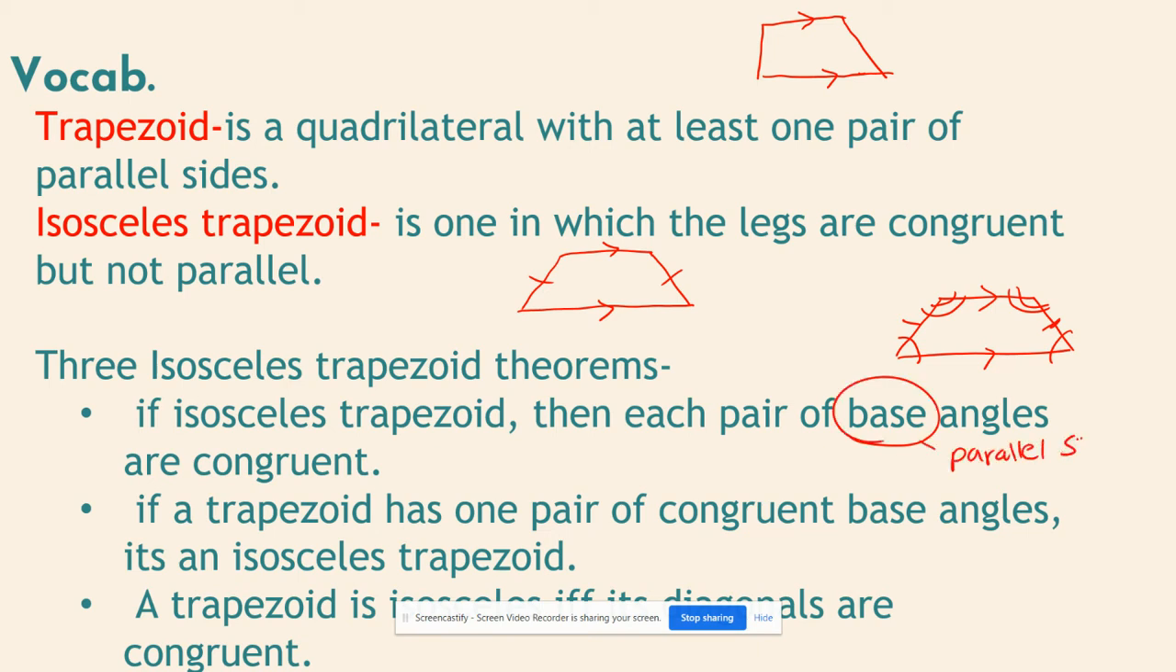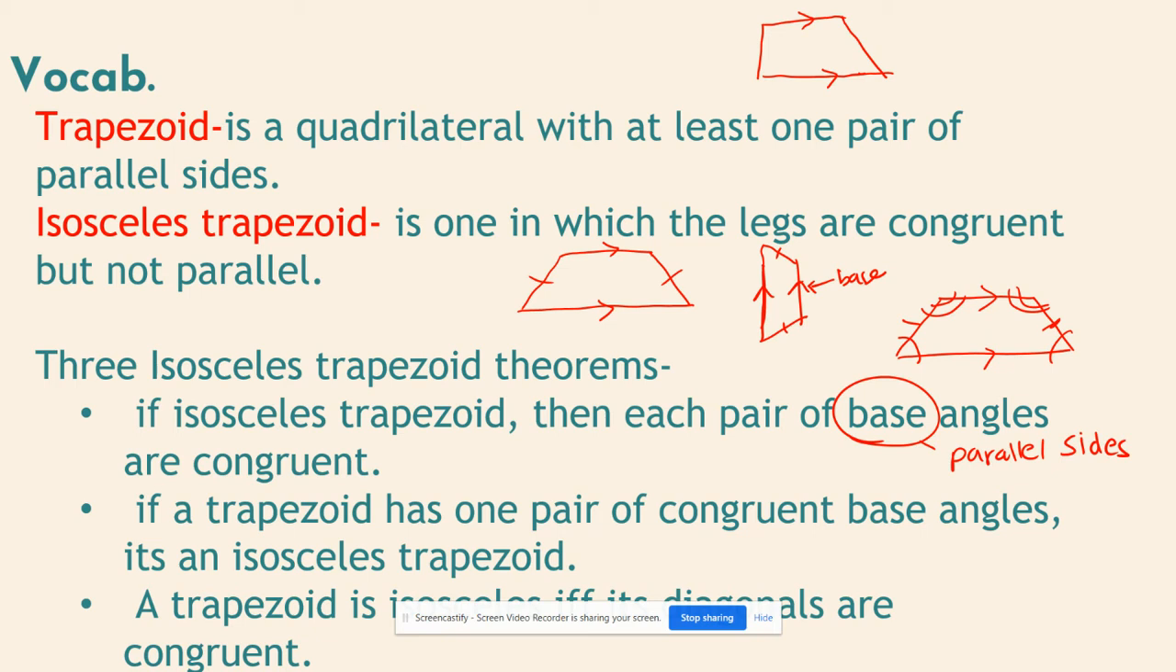That's one thing that can be a little bit confusing, because sometimes they'll draw your isosceles trapezoid this way. Well, these are still the parallel lines, right? So this is still considered my base. Wherever the base is, the base comes from the parallel sides.